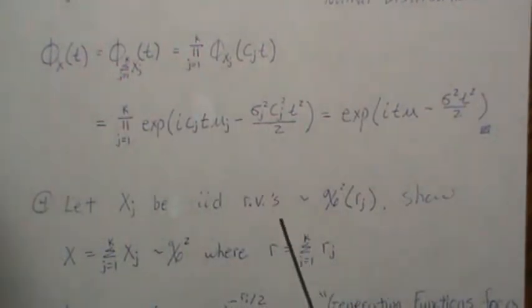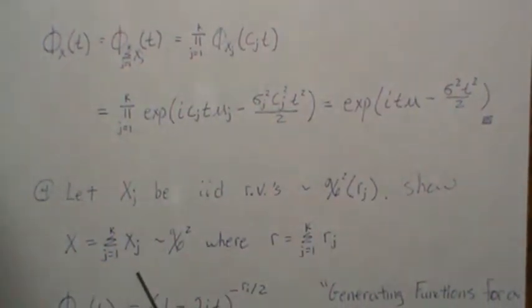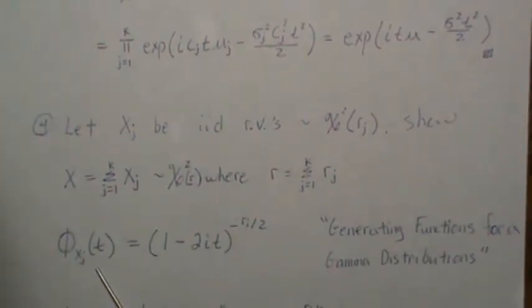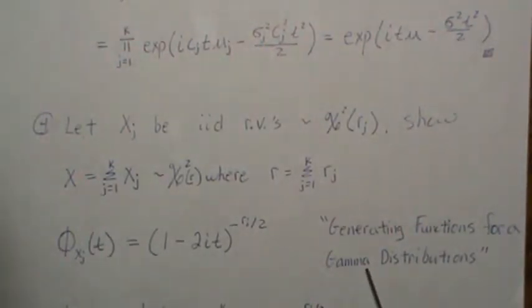So let's let x_j be IID random variables, chi-squared with degrees of freedom r_j. We want to show that this sum is again chi-squared with r degrees of freedom, where r is the sum of these r_j's. So now this is the characteristic function of a chi-squared distribution. And note that I'm referring you to, again, the moment generating functions for a gamma distribution. That's because a chi-squared is a specific case of a gamma distribution. And that derivation's in there at the end of the video.